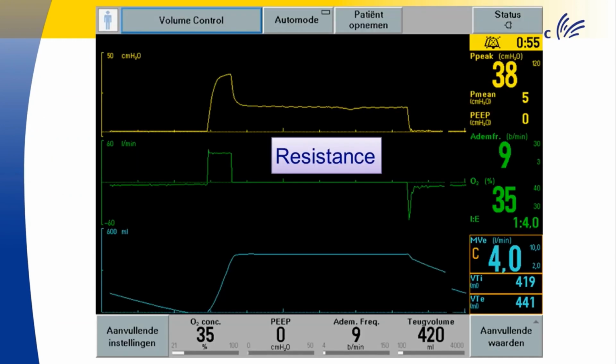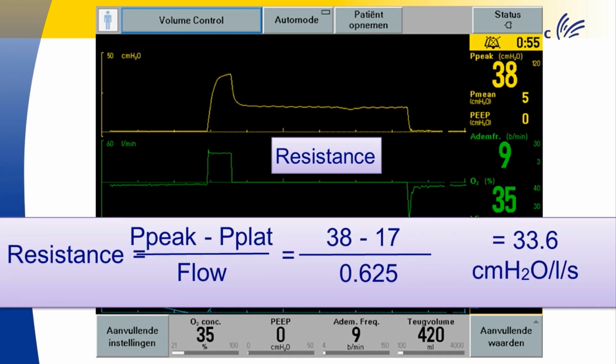Okay, so just as a quick example again, a patient in volume control ventilation, tidal volume of 420, then P peak is 38, plateau pressure is 17, divided by the inspiratory flow you get from the ventilator. So in this patient, resistance is 34 centimeters of water per liter per second. Right?